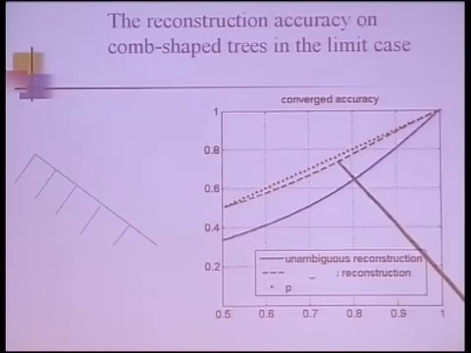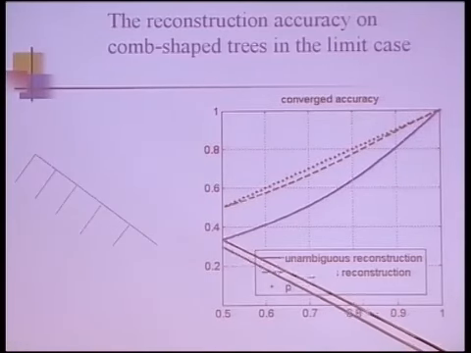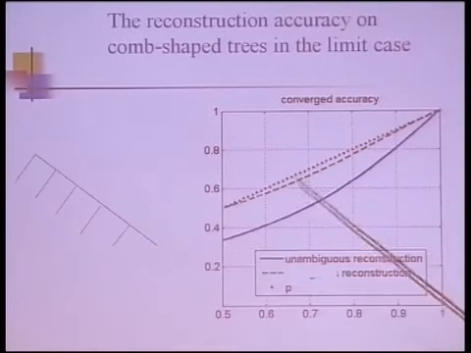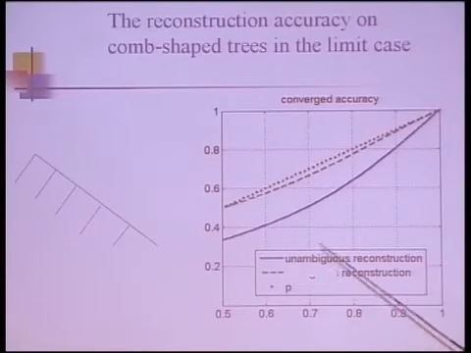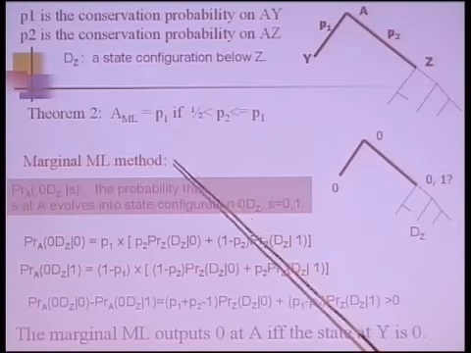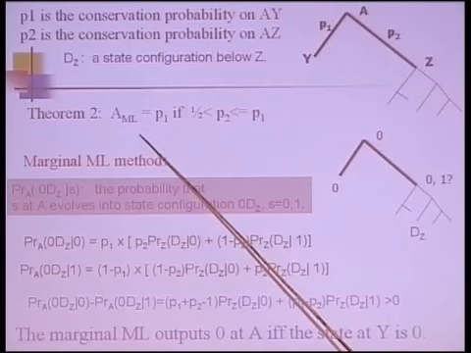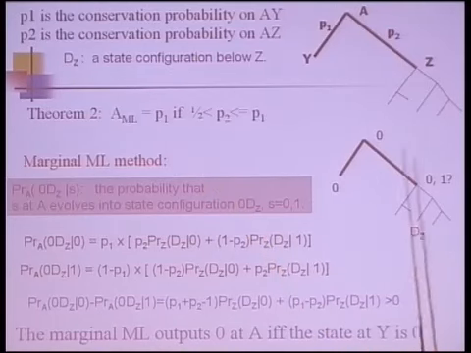So this is the numerical calculation of this reconstruction accuracy. This is the conservation probability on each branch. Here we assume it is the same on all the branches. Then this one, the green one, is the reconstruction accuracy. This one is the unambiguous reconstruction accuracy. Then back to the maximum likelihood method. The method can do better, but it is not too good. Therefore, the reconstruction accuracy equals P1 in this case.